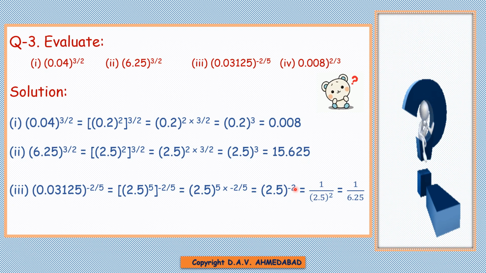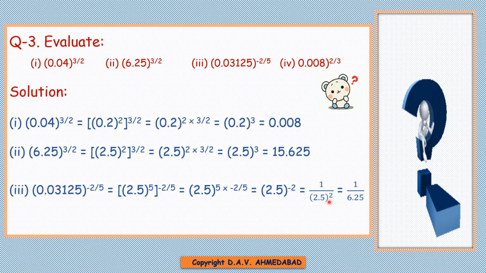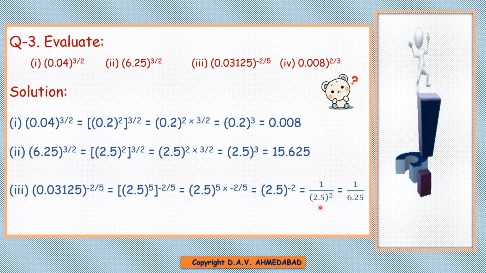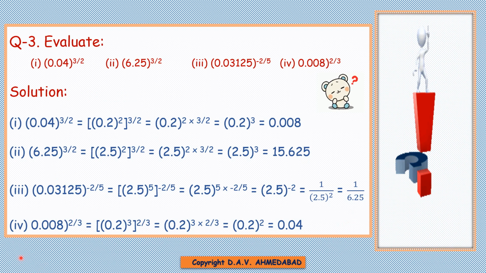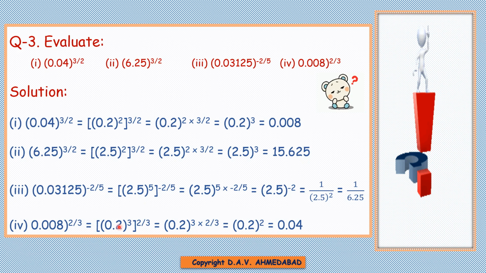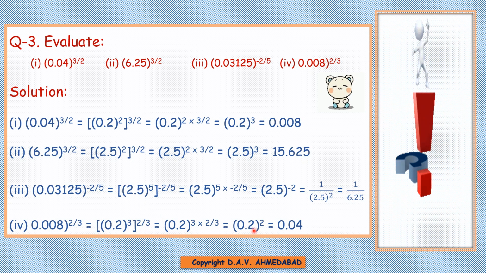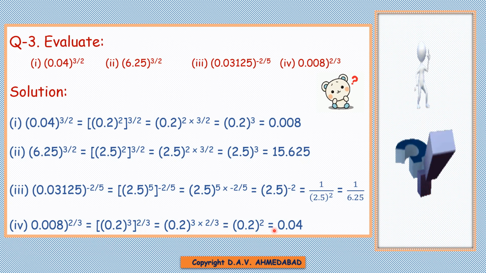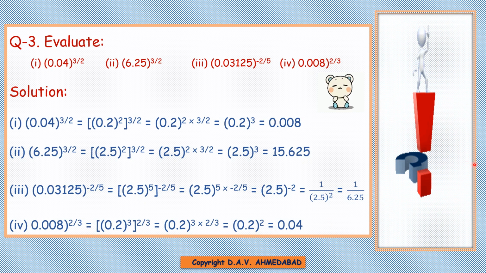Yes, power is negative. What you will do? We will do the reciprocal. So 1 by 2.5 square. 1 by 2.5 square means 1 by 6.25. Understood, children? So next is 0.008 raised to the power 2 by 3. Now 0.008 can be written as 0.2 cube. Now 3 cancel. So what we will have? We will have 0.2 square. And 0.2 square is? Yes, 0.04.